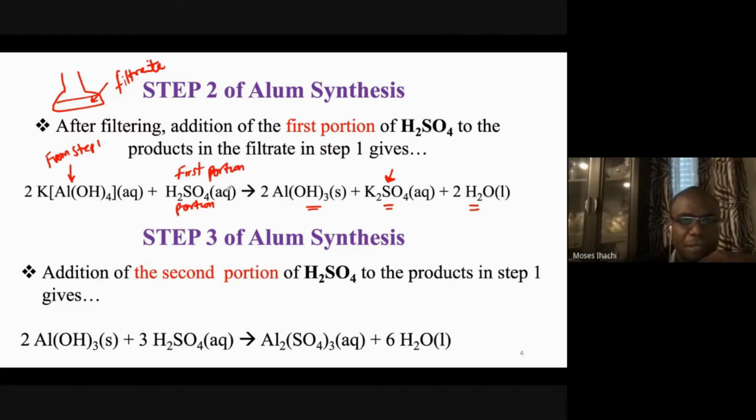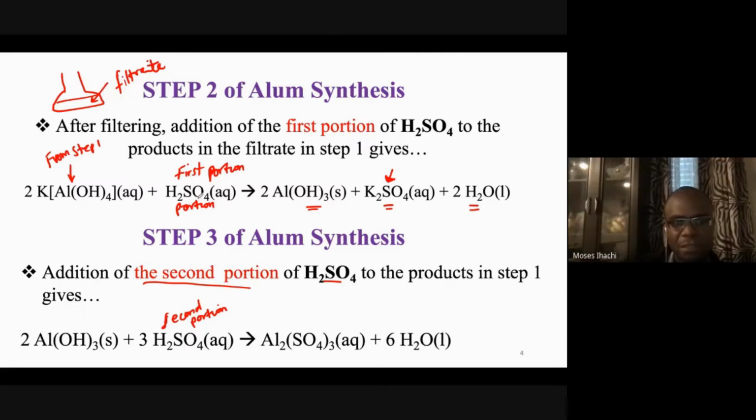So into the same flask, you're going to add the second portion of sulfuric acid in step 3. So this will be the second portion. Now, why are you adding these things in portions? The reaction is very exothermic, so we have to add the sulfuric acid in portions. So there's portion 1 in step 2, and portion 2 of sulfuric acid added in step 3, just to control the exothermic reaction.